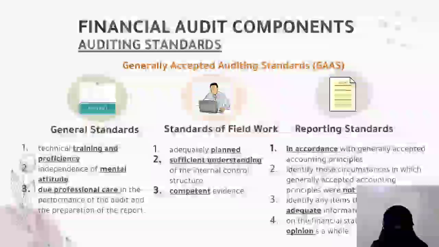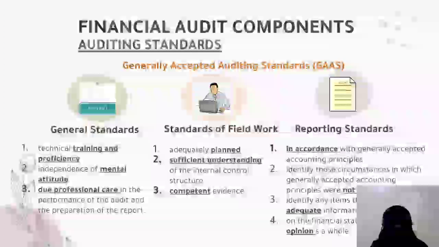For the second class, it is named as such as it includes the auditor's responsibility in the field work. First is audit work, which must be adequately planned. The auditor must gain a sufficient understanding of the internal control structure, and then the auditor must obtain sufficient competent evidence. For the third class, it enumerates the standards regarding the audit reporting.